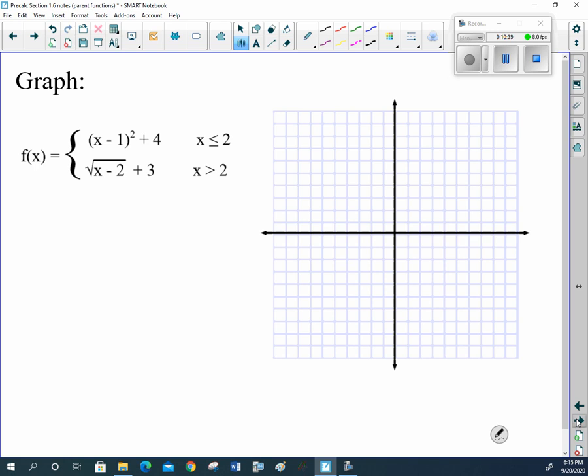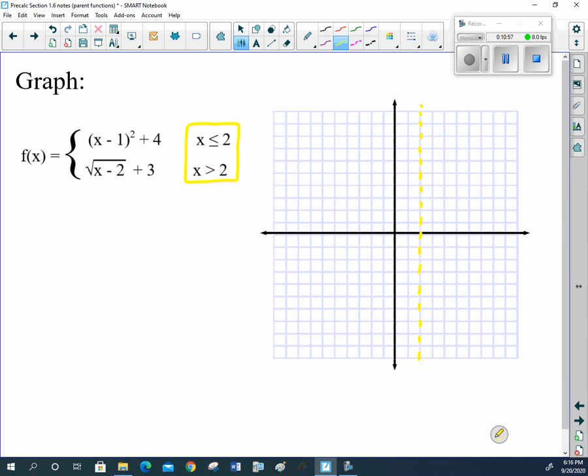You need to look over here on the right. This is your boundary notation. So right here it says x is less than or equal to 2 and x is greater than 2. I know that 2 is a boundary line, so I'm going to come over here and put a dotted line at 2.